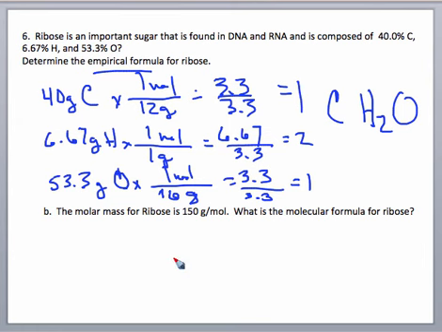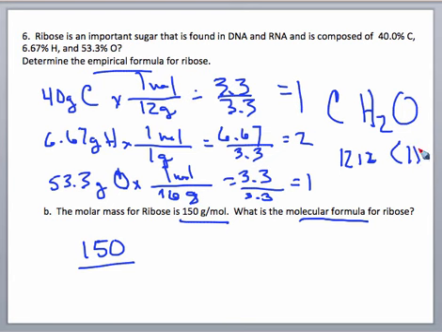To find the molecular formula, we need to do two things. You have to be given the molar mass of the molecular formula, and here we're given it as 150. And then what we're going to do is add up the molar mass of the empirical formula. So 12 plus 2 times 1, plus 16, that's going to add up to be 30. So we're going to put that 30 there, and if we divide those two things, we get 5.